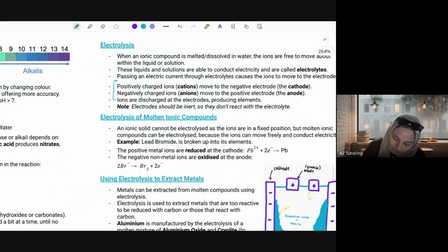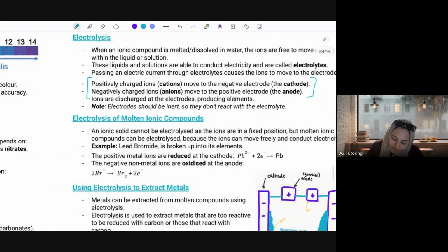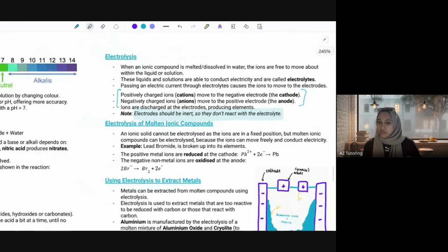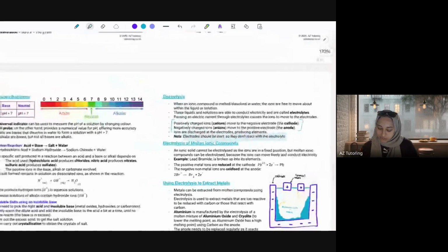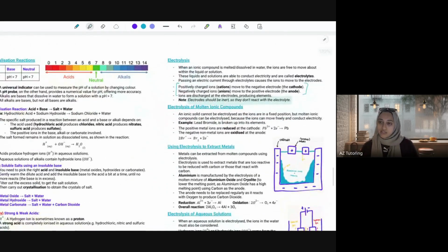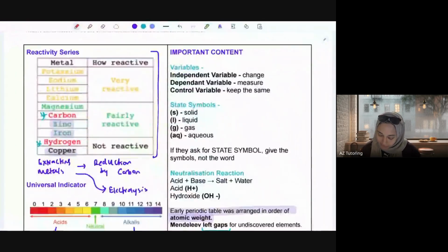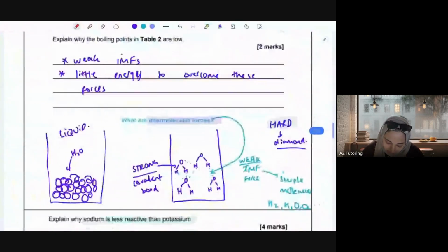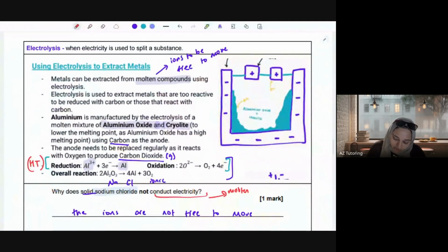We've just spoken about this one here. If they ask the reason why electrodes should be inert, it's so they don't actually react with the electrolyte. The electrolyte being the solution, we want the electrodes to be inert, so they're just there. They're not affecting the actual reaction that's happening. But the whole point of electrolysis is just splitting using electricity, in the most basic form. So when electricity is used to split a substance, that's the main idea of it.